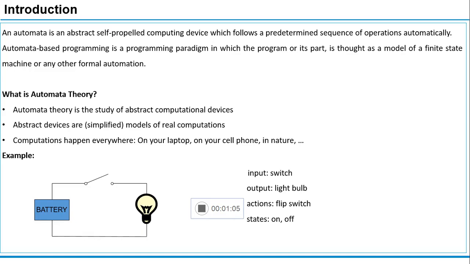Here we can take an example. We have a battery, we have a bulb, and we have a switch also. When you flip the switch, it's going to be on and it will make the bulb glow. And if you flip it again, it will move on to the off state.